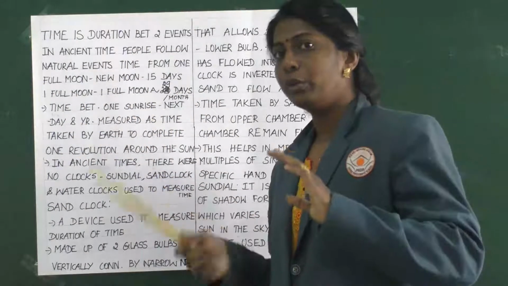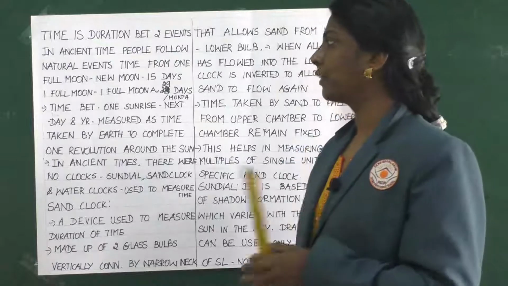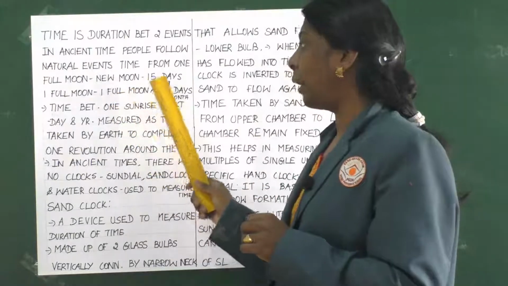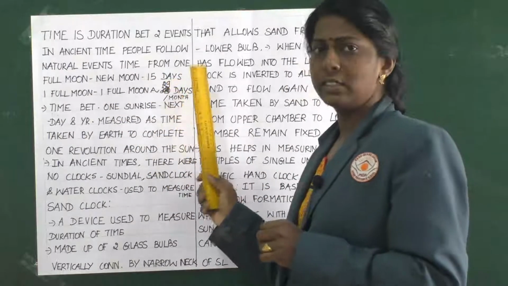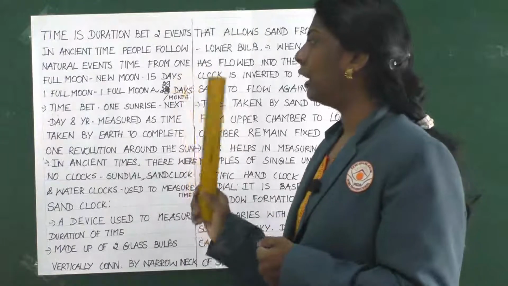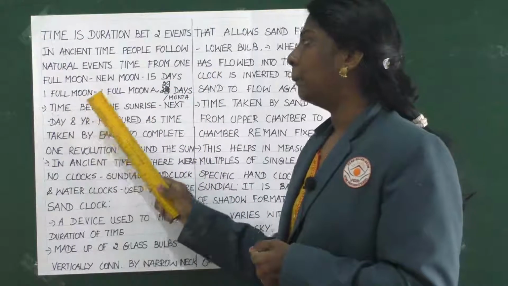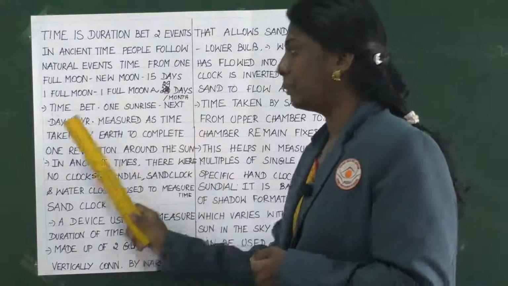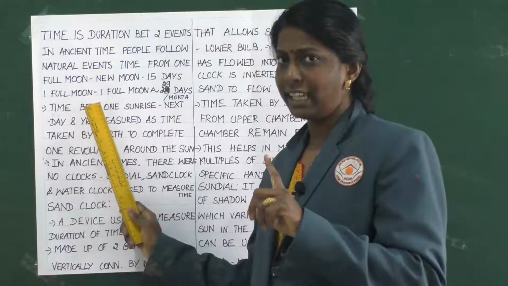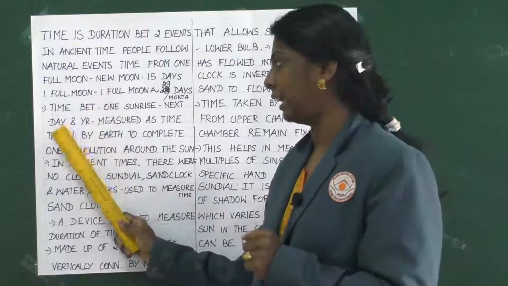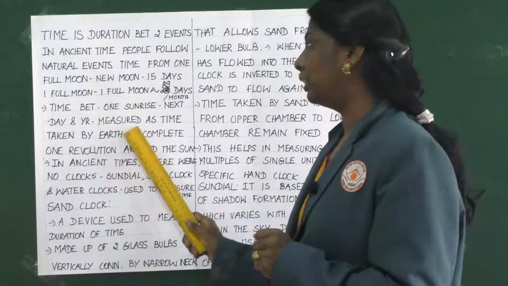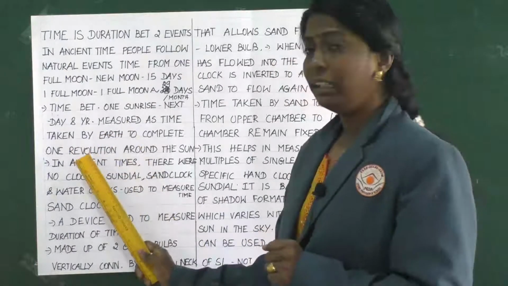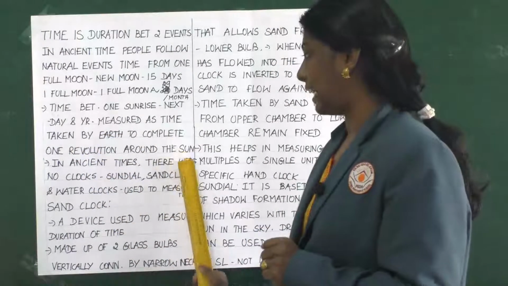One full moon to new moon, that is 15 days. And one full moon to the next full moon, that is approximately 29 days or a month. Okay. Then the time between one sunrise to the next is said to be a day. One sunrise to the next sunrise is said to be a day. And a year is measured as the time taken by the earth to complete one revolution around the sun.